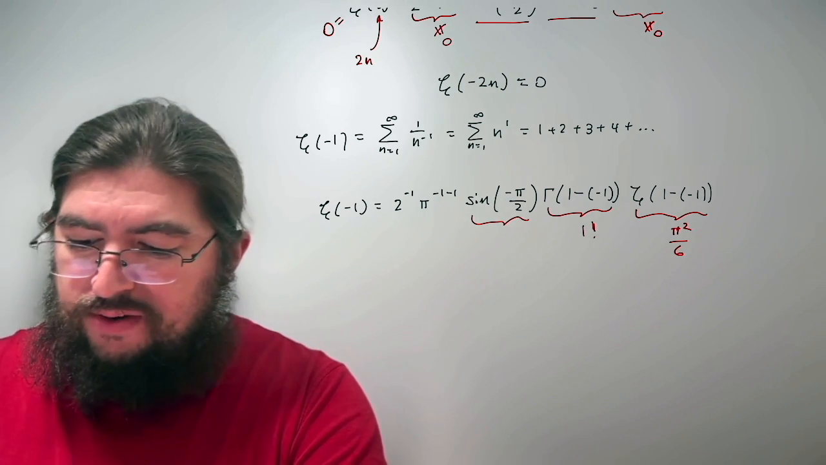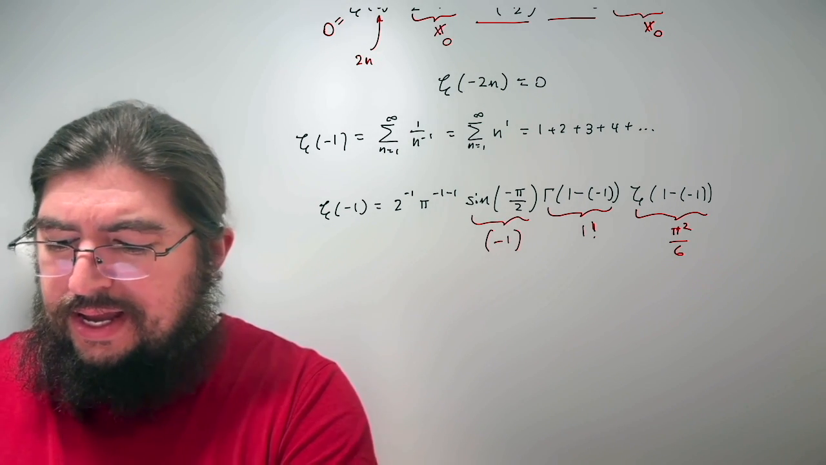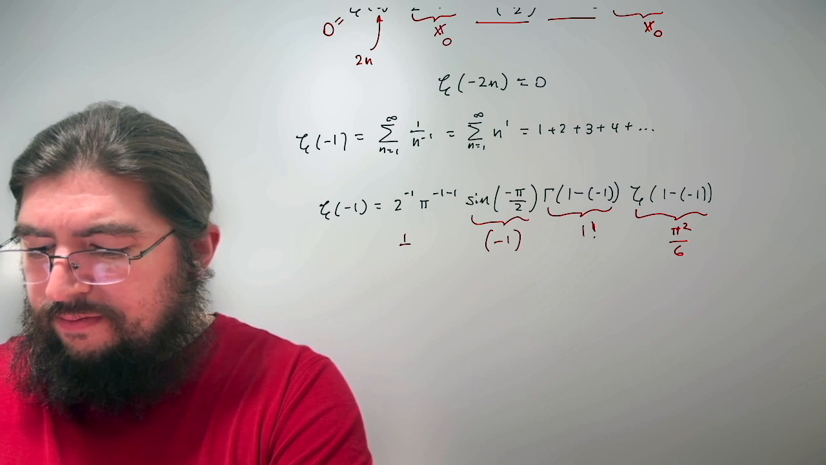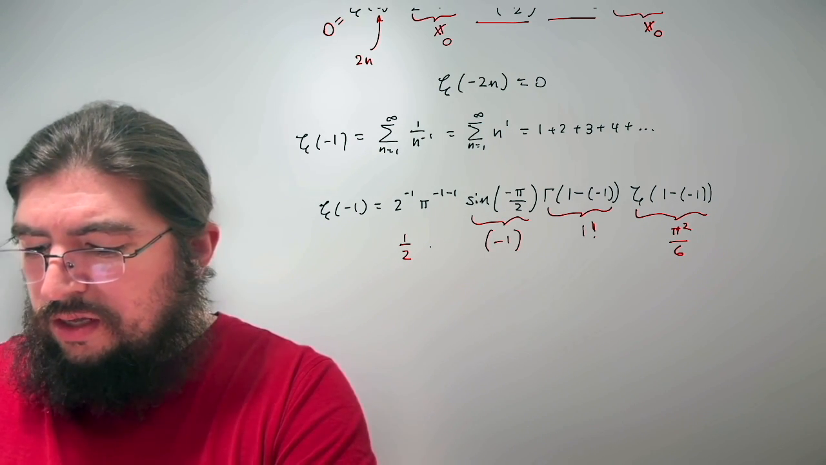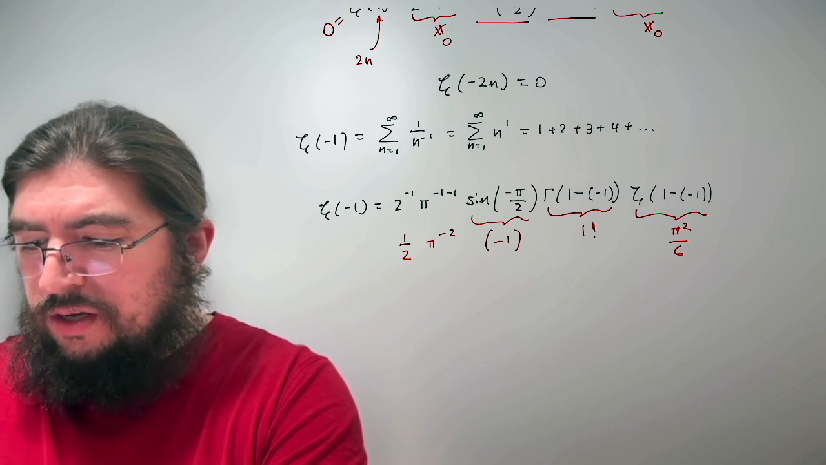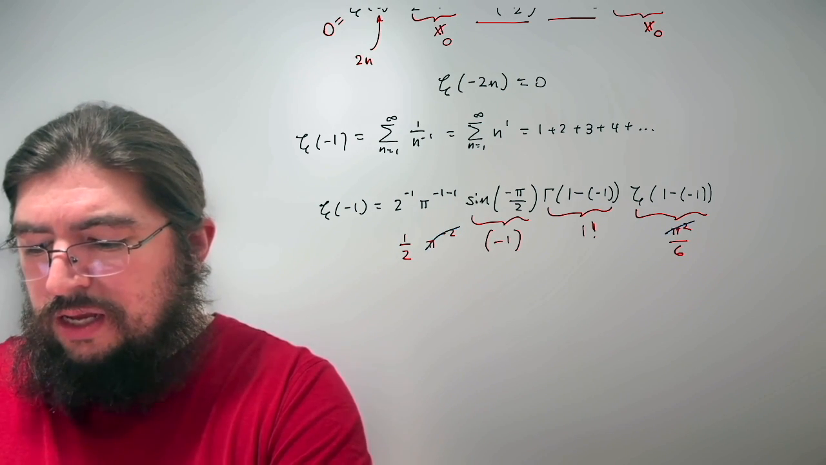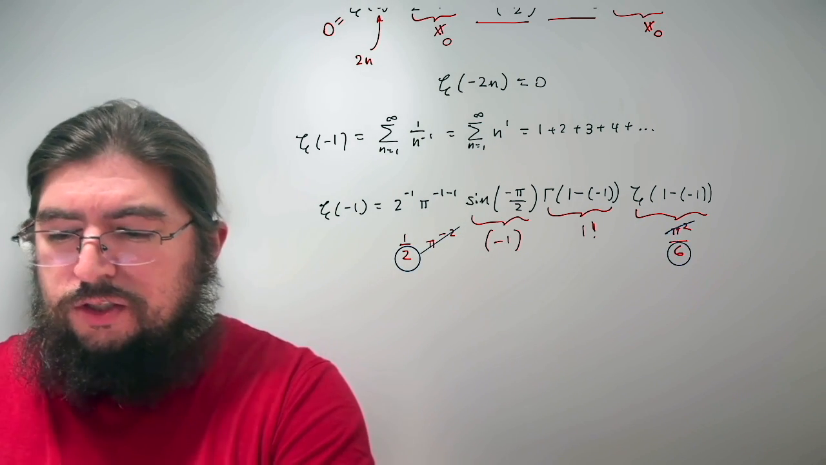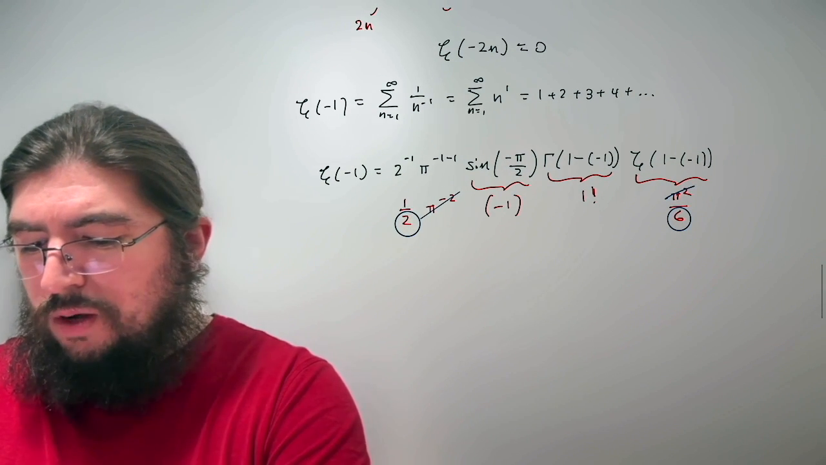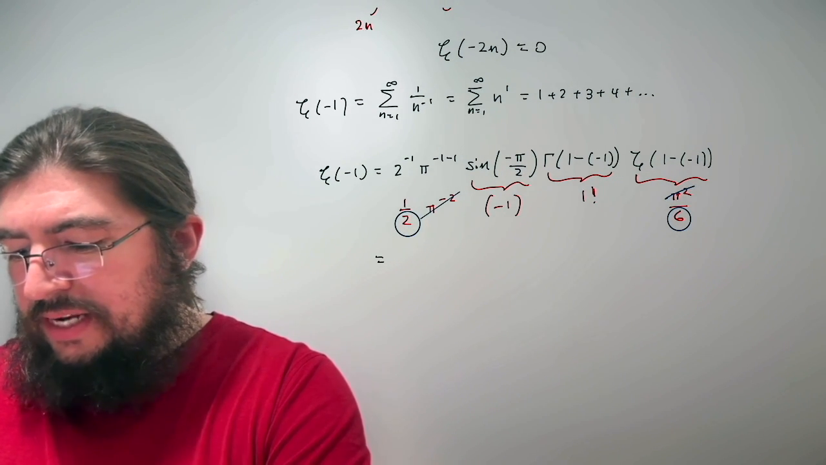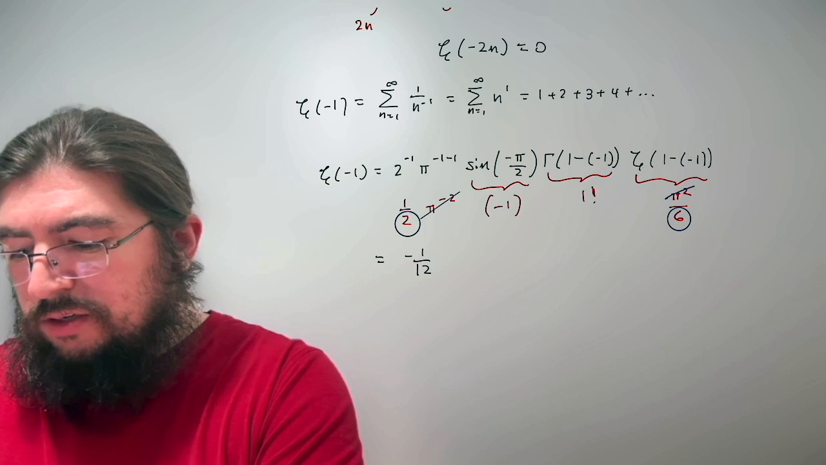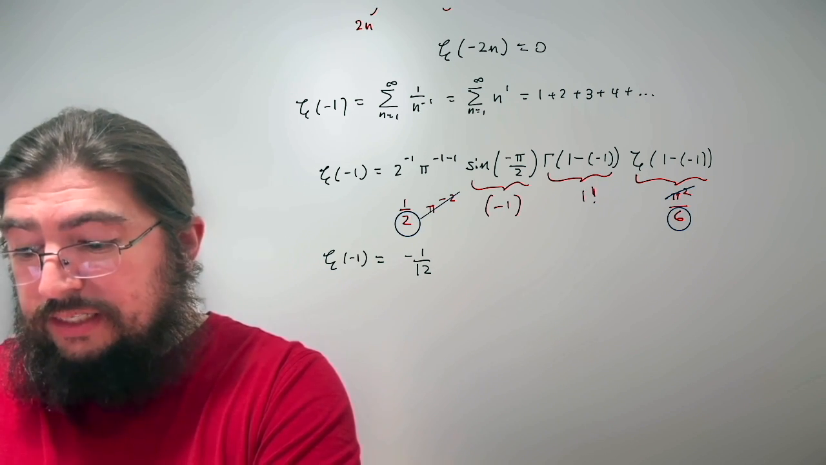Sine of negative pi over 2 is negative 1. And then we have 1 over 2. This is pi to the negative 2. So altogether, pi to the negative 2 and pi to the positive 2 cancel, and 2 and 6 multiply in the denominator to be 12. So what you end up getting is negative 1 over 12 in the end. So zeta of negative 1 is negative 1 over 12.